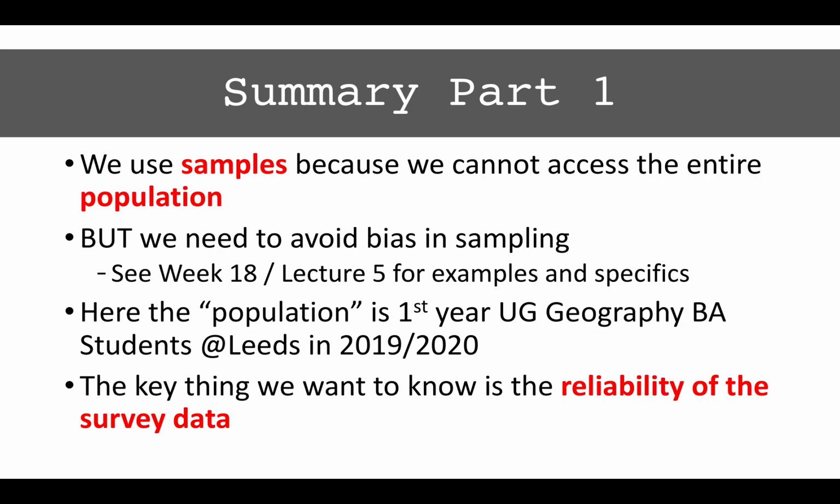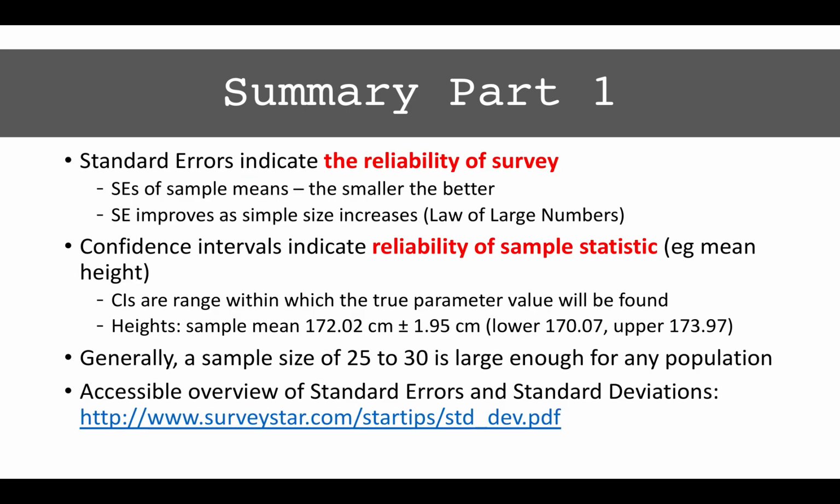I think there were nearly 80 respondents, which ended up with 70 observations when the data had been cleaned. Here the population is first year undergraduate geography BA students at Leeds in the academic year 2019 to 20. But the key thing is that we want to know how reliable is the survey data. And standard errors can help us do this.